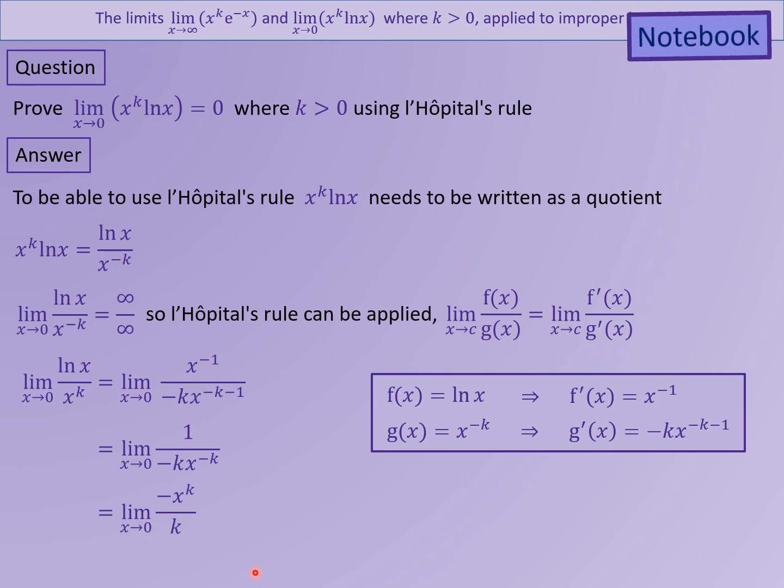Okay, right, what happens to this as x tends towards 0? So I've noticed that as x tends towards 0, this bit here, 0 to the k, is just going towards 0. 0 divided by any number, because of course k is any number you like greater than 0, is always going to be 0. So I've proved this result just here using L'Hopital's rule. Okay, pause there, get whatever notes you need down.